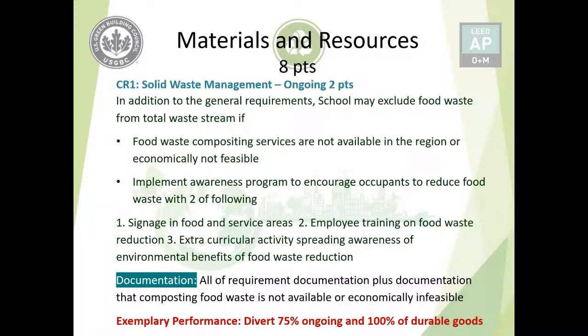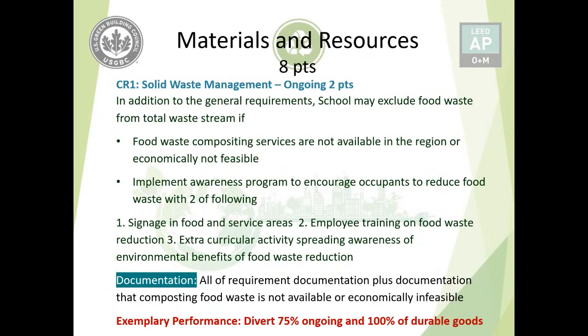So the first one is to put signage in the lunch areas or in the food and services areas, stating that food waste should be reduced. It might be just a monitor having a small ad. Then there is employee training on food waste reduction, which is specifically for the employees, and any extracurricular activity, which is best for the students, because they learn a lot from the activities, which would spread awareness of the environmental benefits you can gain from food waste reduction. So one is for employees, one for school students, and one is for both.